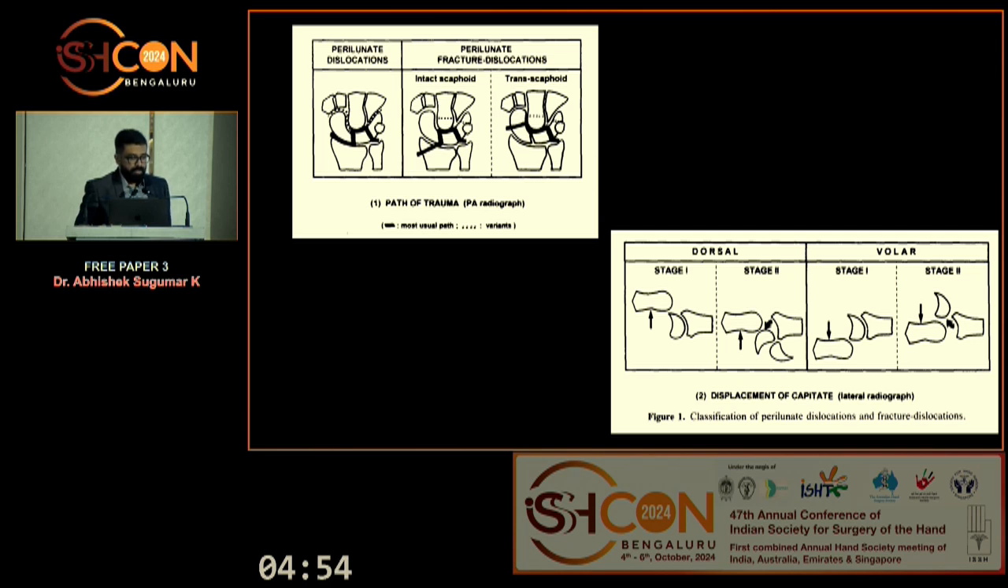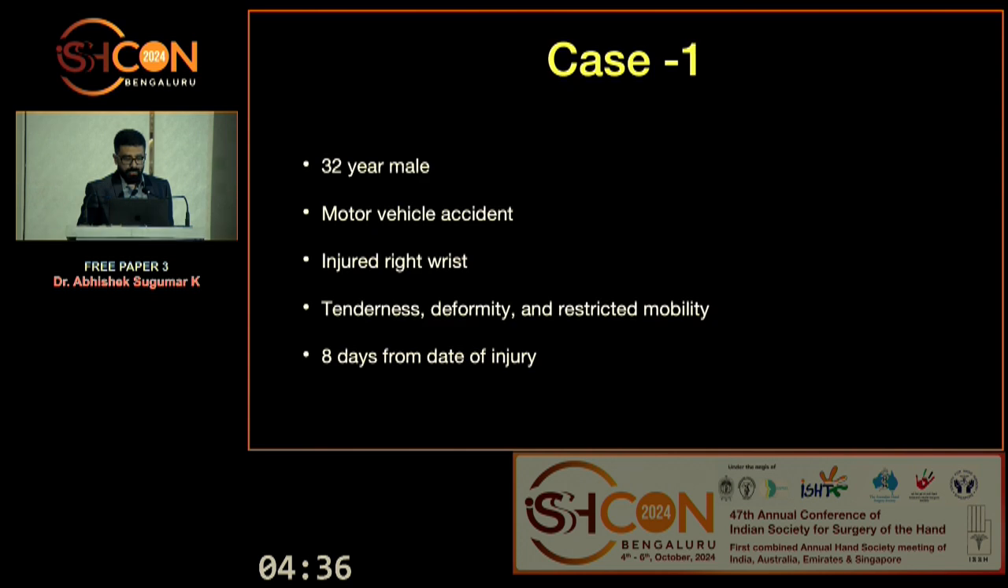The path of trauma can travel either through ligaments, causing perilunate dislocations, or through the bones, causing perilunate fracture dislocations. It can be transscaphoid, transcapitate, transtriquetral, and the path of trauma can also pass through the ulnar styloid. The displacement of the capitate further divides it into dorsal and volar types.